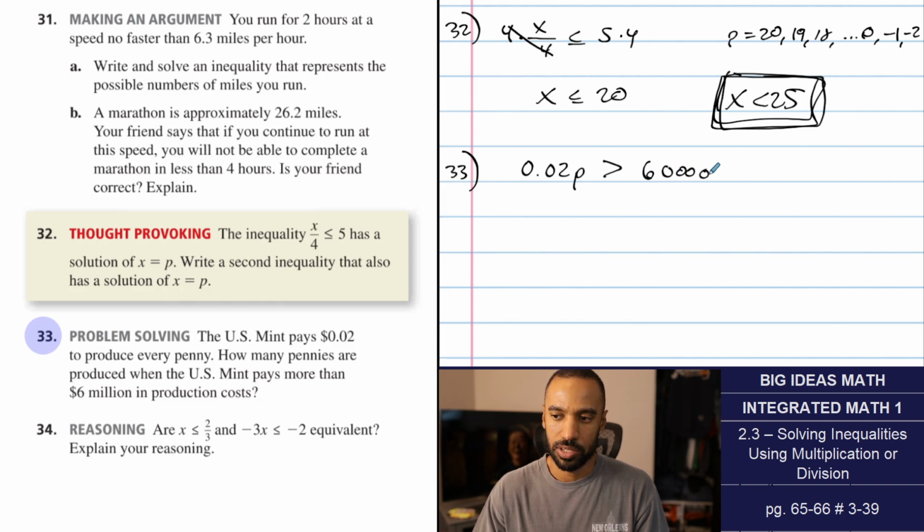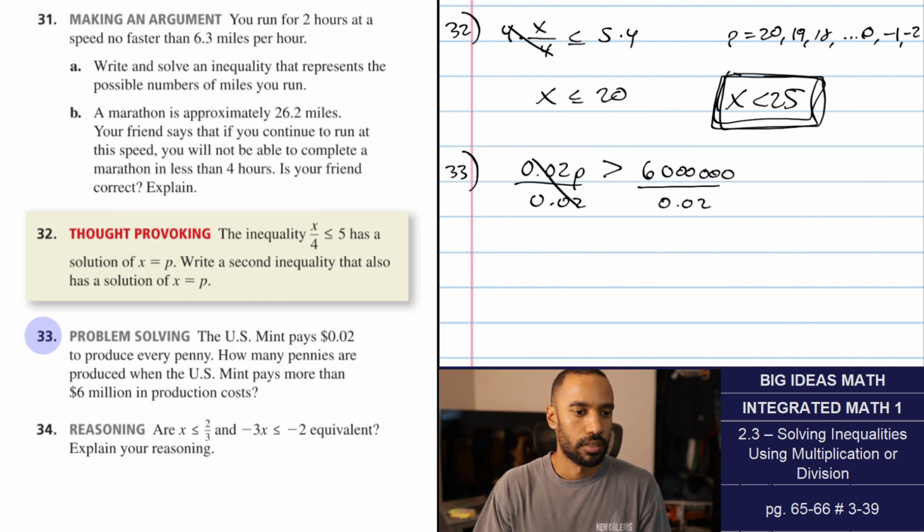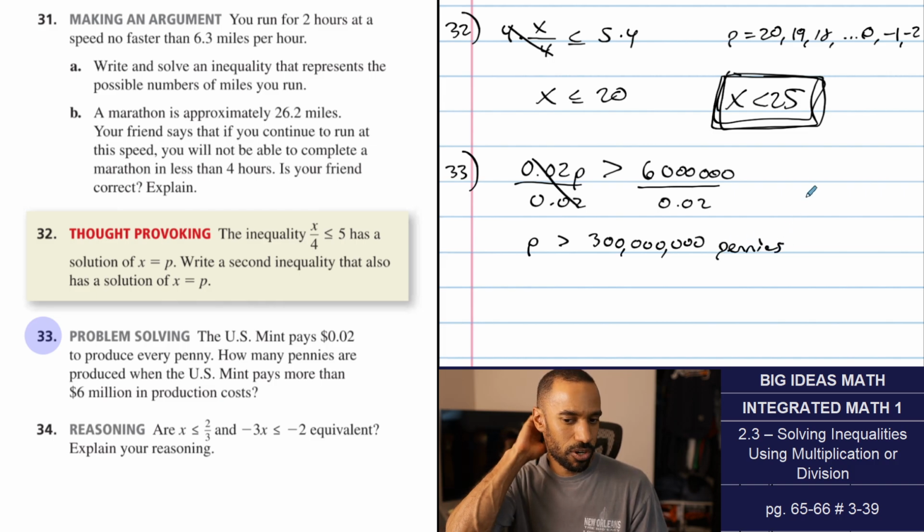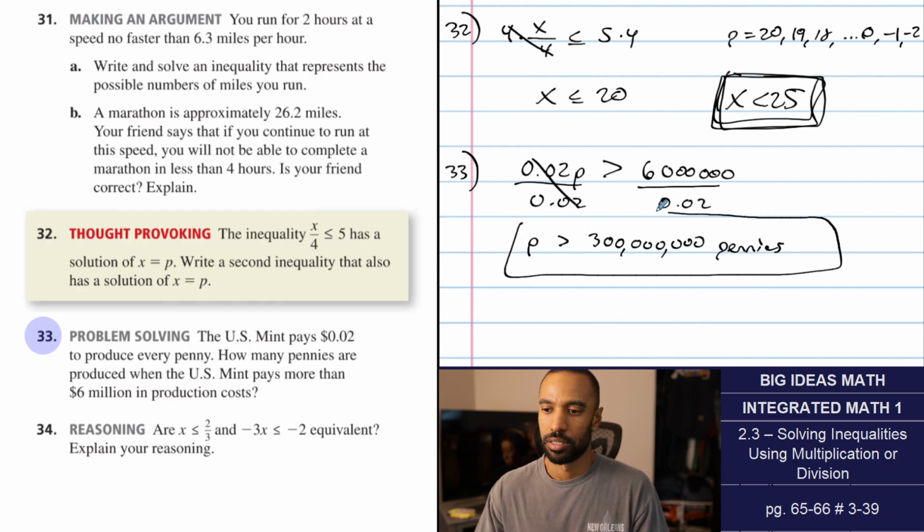6 million looks like this. So how many pennies? Divide by 0.02. Don't mess this up. 6, 1, 2, 3, 4, 5, 6 divided by 0.02. And I'm getting 30. I don't know if this is 30 million. Hold on. First of all, it stays the same way. 1, 2, 3, 4, 5, 6, 7, 8. I believe 300 million. 300 million pennies. We produce more than 300 million pennies in that situation.